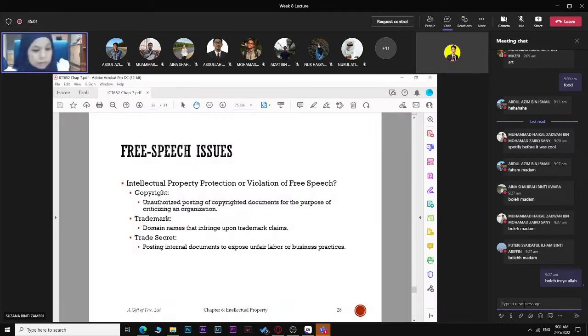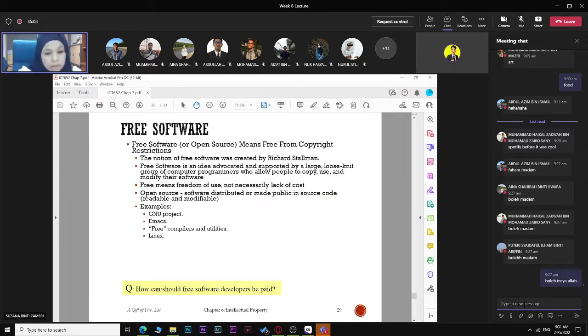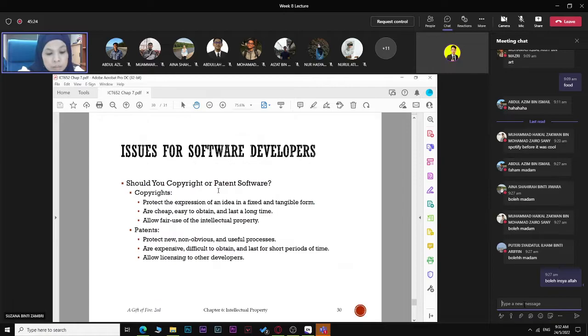Okay. So okay, this is free software. Yang ini saya nak highlight tadi ya. So free software atau open source means free from copyright restrictions. Kan? So we can use open source untuk develop another software. Alright. Okay. So ini ada satu case yang interesting. Sekejap ya, saya akan share. Let me stop sharing this one.